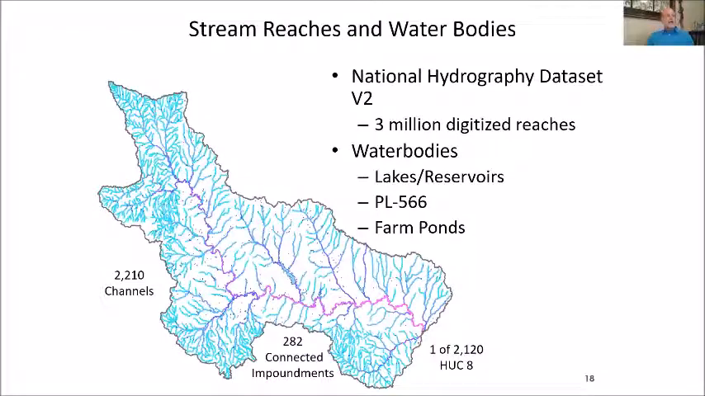On the hydrography side, we're using NHDPlus version 2. We're modeling about 3 million reaches. This is a HUC 8, and it gives you an idea of the detail that we're going down to, just compared to our SEEP 1, a lot more spatial detail, and we can look at processes, especially sediment processes at a much smaller scale.